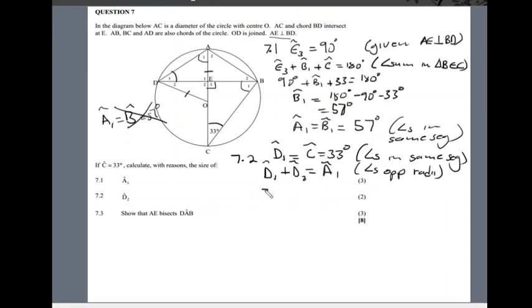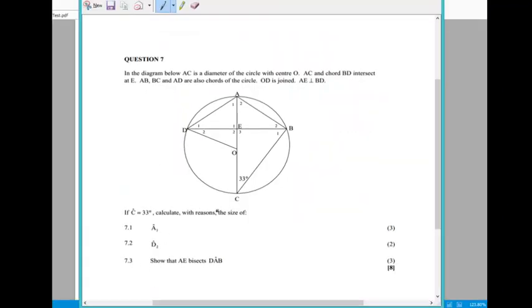And then with D1 I have D1 is 33, D2 is what I want to calculate, A1 is 57 from the previous question, right? So D2 will be equals to 57 minus 33, right? 57 minus 33 is 24. So I'll have D2 as 24 degrees, right? So we have D2. Now we need to show that this line AE bisects. Okay, let me bring in a fresh picture.